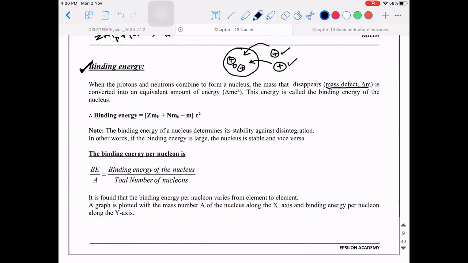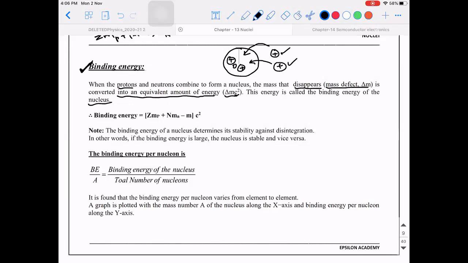Now let me read this out, then you will understand. When the protons and neutrons combine to form a nucleus, the mass that disappears, that is, the mass that is lost, is converted into an equivalent amount of energy, which is delta mc square. I told you, energy and mass are equivalent. This energy is called the binding energy of the nucleus.